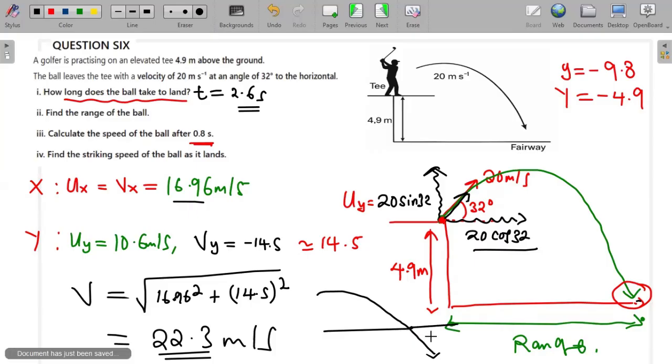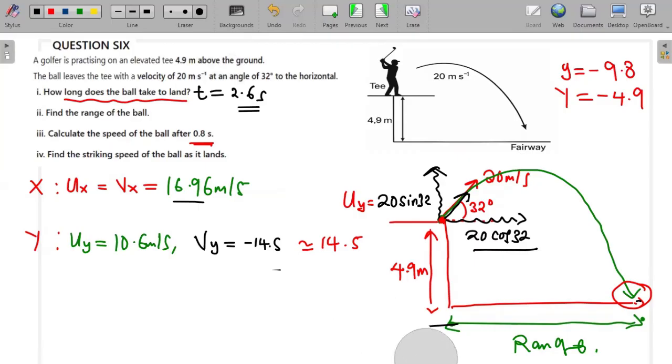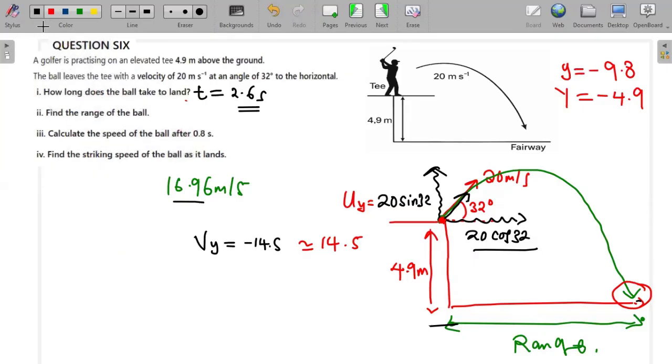So that angle will just simply be this angle here. So we want to find that angle there. That is another question that they can ask you. So how do we find that one? We simply use these final velocities in terms of the y and the x.